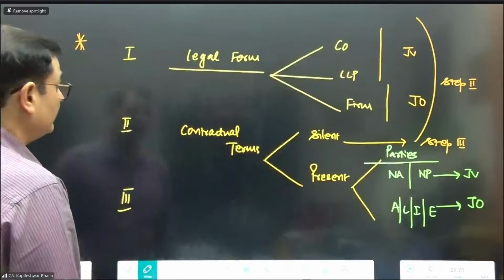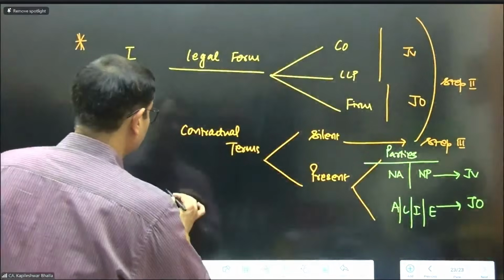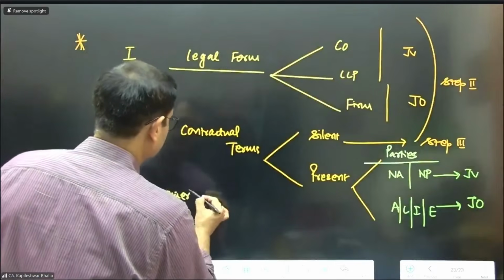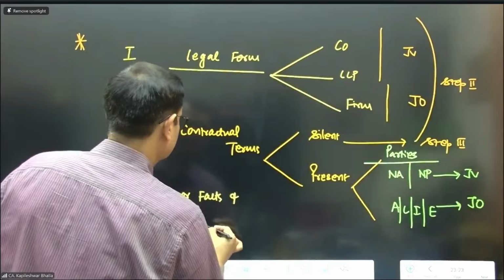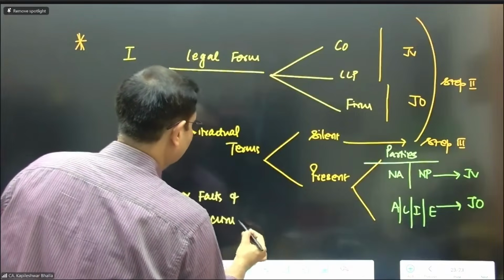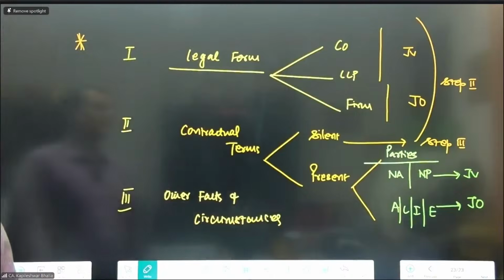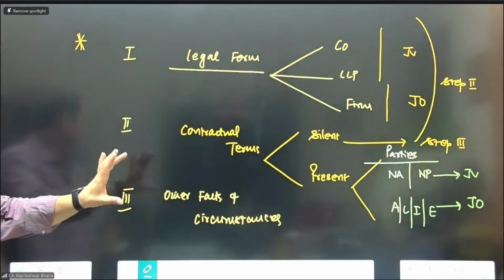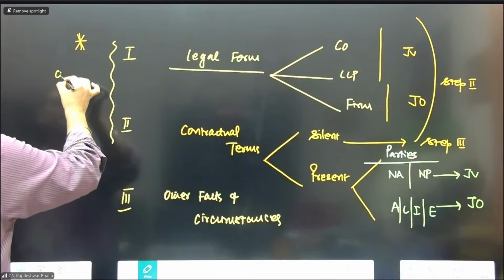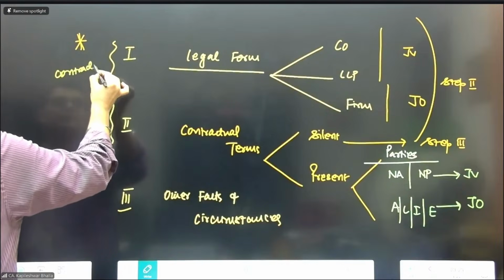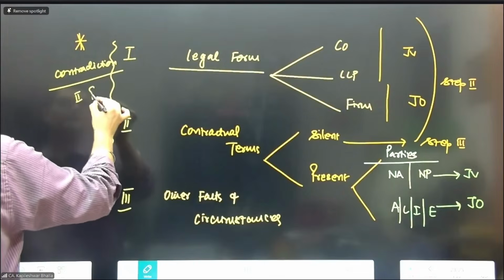And finally, when you go to step number three, you need to look at other facts and circumstances. What do they indicate? Are they indicating a contradiction? Because if there is a contradiction in terms of step number one and two, then step two prevails.